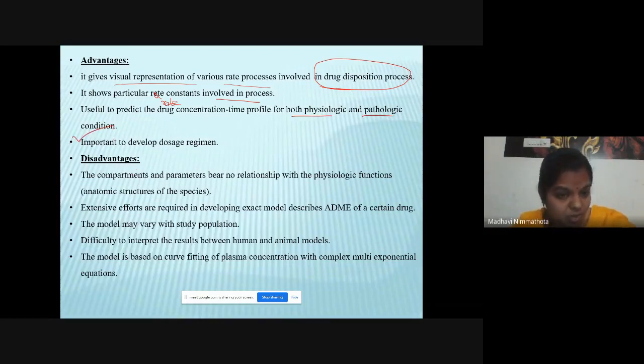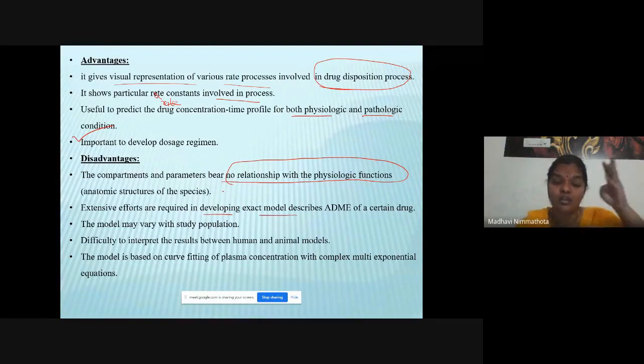And it has some disadvantages also. The compartments and parameters bear no relationship with the physiological functions. Extensive effort is required to develop an exact model. It's not like your mammillary model. That is very easy. It clearly describes whether the drug will move from one compartment to another, and it also considers the route of administration, right? Either it may be IV administration, which is separate compartment kinetics, or it may be extravascular, which is also different. So that's why the mammillary model is a very common model, right? Developing an exact model which will describe the ADME of a certain drug is very tough. And the model may vary with the study population. It is difficult to interpret the results.